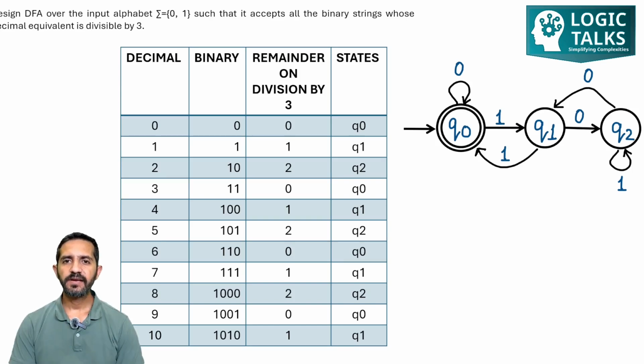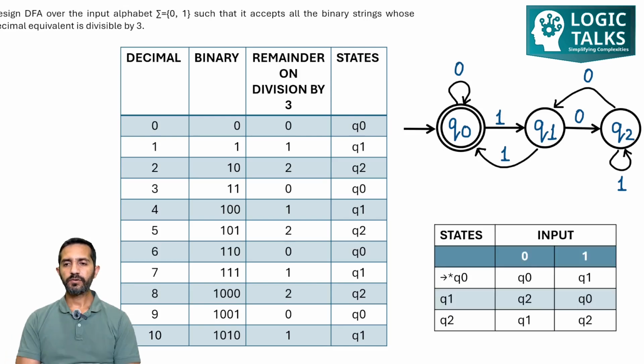Now let us see the corresponding transition table. As we can see in the transition table, q0 is the starting and final state. q0 on input 0 leads to state q0. q0 on input 1 leads to state q1. q1 on input 0 leads to state q2. q1 on input 1 leads to state q0. And q2 on input 0 leads to state q1. And q2 on input 1 leads to state q2.